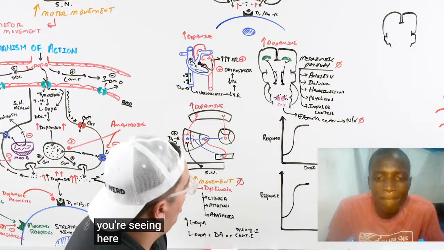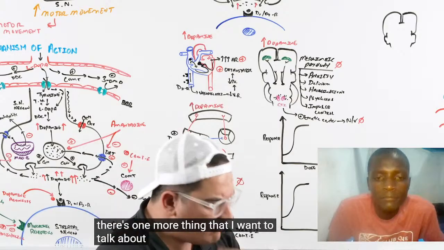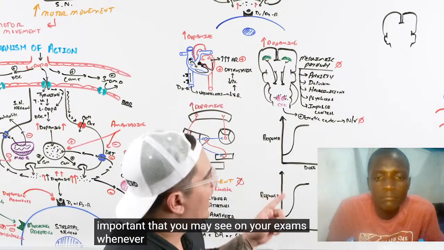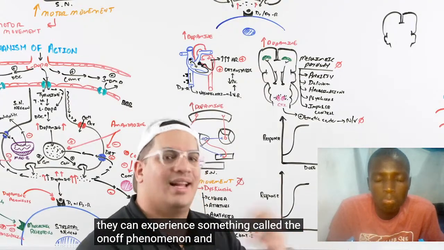All right, my friends. So we have dyskinesia as another potential effect. There's one more thing that I want to talk about. It's actually really important that you may see on your exams. Whenever patients are given L-dopa, they can experience something called the on-off phenomenon. And it is very straightforward.